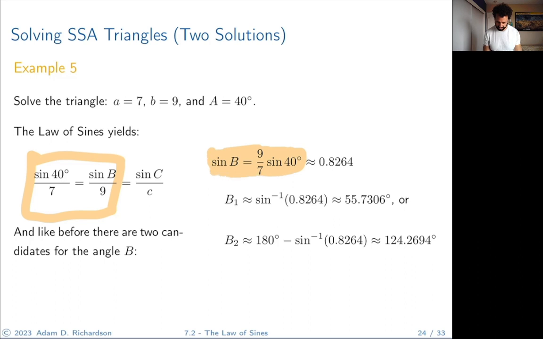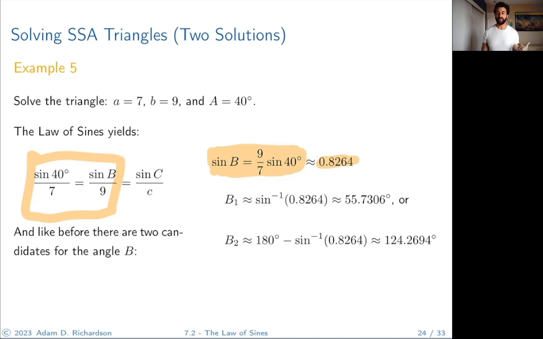There we go. Just some simple algebra, some simple arithmetic. Then you go to a calculator, and your calculator will give you the approximation 0.8264. So sine of b is 0.8264. That's totally possible. This is definitely a possibility. It's less than 1.